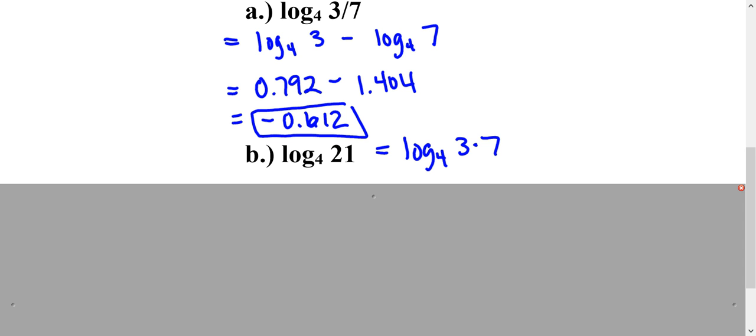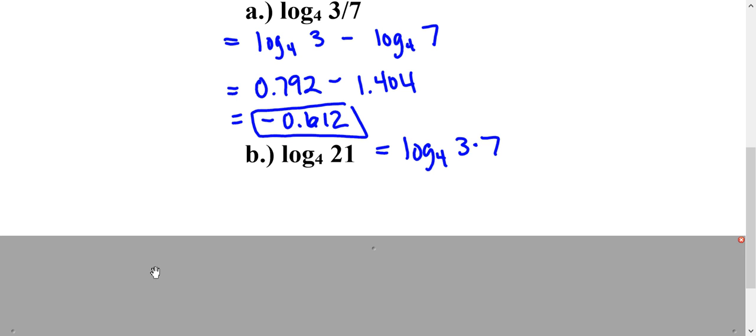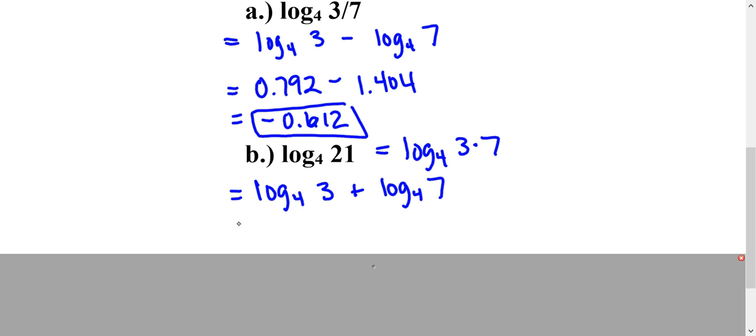Okay, so I need to rewrite this using the properties of logarithms. This one would be multiply and add. So I'm going to rewrite it as log base 4 of 3 plus log base 4 of 7. So we change the multiplication to separate logarithms with addition. And now I just plug in the same values that I used in the last one. I know that log base 4 of 3 is equal to 0.792. And I know that log base 4 of 7 was equal to 1.404.